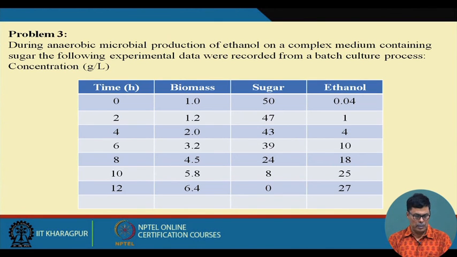Now let us see how we can find that out. Now there is a problem. During the anaerobic microbial production of ethanol on complex media containing sugar, the following experimental data were recorded from the batch culture process. The concentration is in gram per liter. All these concentrations are in gram per liter. So this is the time of fermentation.